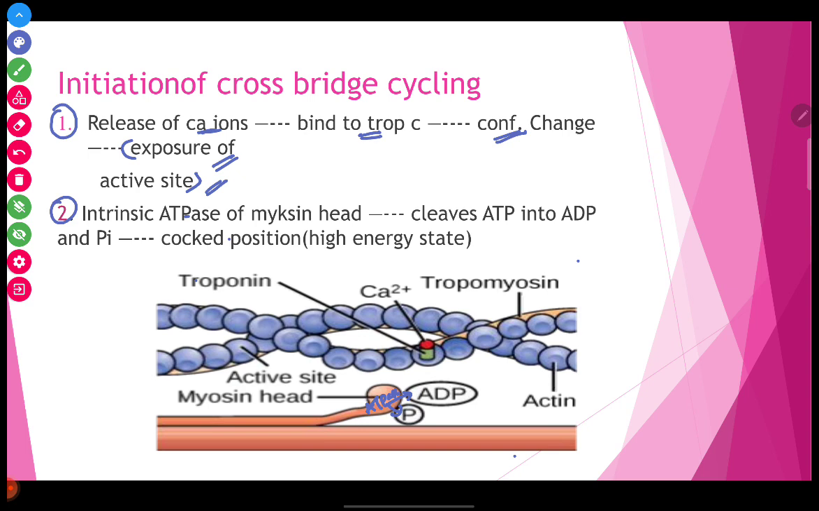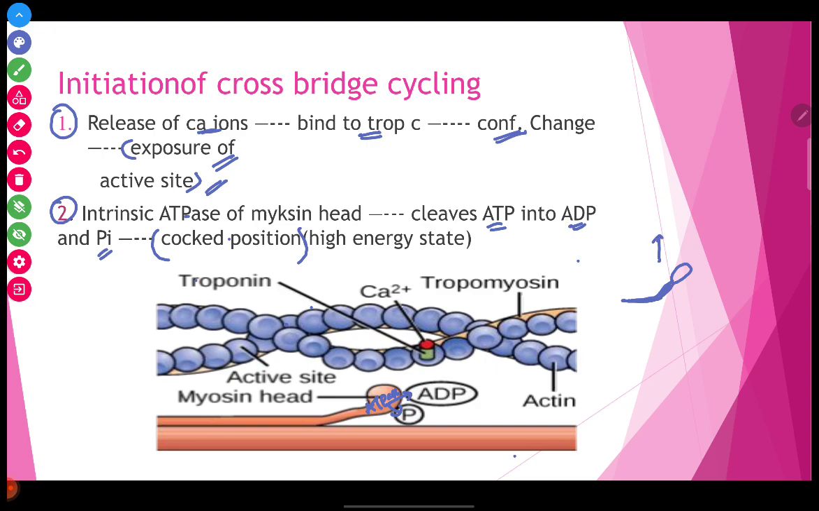So due to the intrinsic ATPase activity of the myosin head, it is cleaved into ADP and phosphate, and these ADP and phosphate are just cleaved and they are stored in the myosin head itself. They are not yet released. So due to this intrinsic ATPase, it cleaves ATP into ADP and phosphate, and now the myosin head comes to its active state or charged state, which is also known as the cocked position of the myosin head. So once the ATP is cleaved, there is a change in the position of this myosin head.